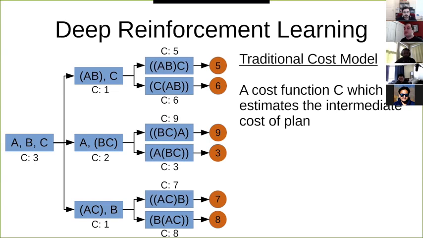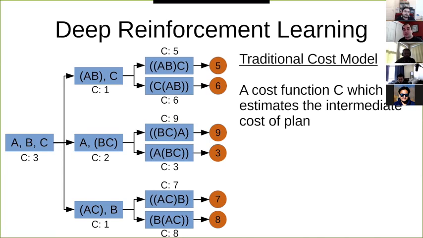So if you're using a traditional cost model and cardinality estimation method, you're going to have some cost function C, which estimates the intermediate cost of a plan, right? So your cost model might say, okay, before you join anything, just the raw scans that you're going to have to do, that's going to have a cost of 3. Then if you choose to do AB first, which is the top path, maybe that has an intermediate cost of 1. And then maybe the final join, when you join C on the right or C on the left, gives you a final cost of 5 or 6.